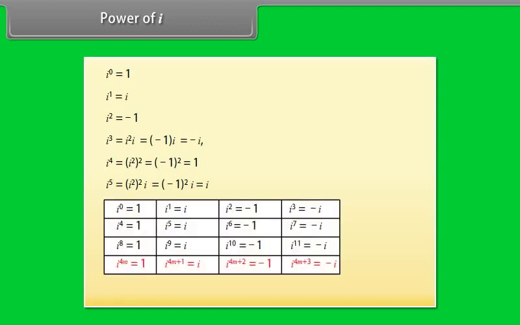Look at the table. We can see that iota raised to power 4m is equal to 1. Iota raised to power 4m plus 1 is equal to iota. Iota raised to power 4m plus 2 is equal to minus 1. Iota raised to power 4m plus 3 is equal to minus iota, where m is equal to 0, 1, 2, 3 and so on.